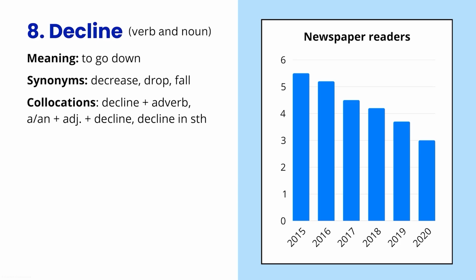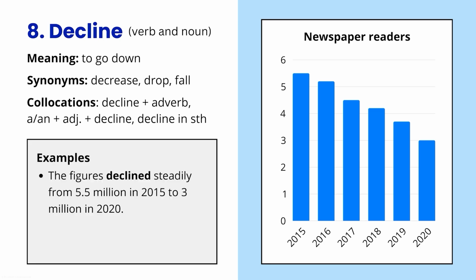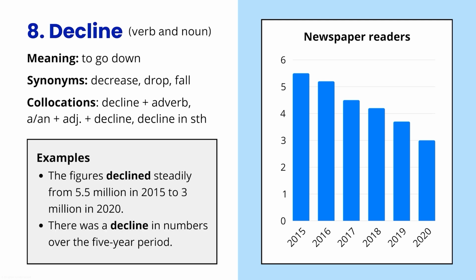So let's have a look at this chart right here. As you can see, the number of newspaper readers is clearly going down. It's decreasing. So we can use decline here. The figures declined steadily from 5.5 million in 2015 to 3 million in 2020. So we're simply saying that the numbers went down. And here's another one. We're using decline as a noun here. There was a decline in numbers over the 5-year period. So that simply means there was a drop or a decrease in numbers.